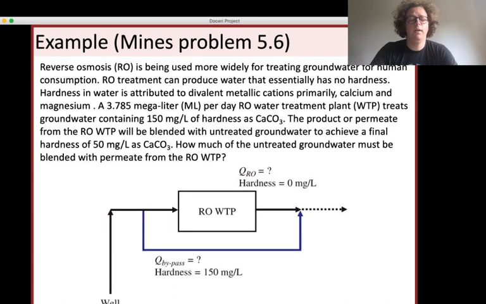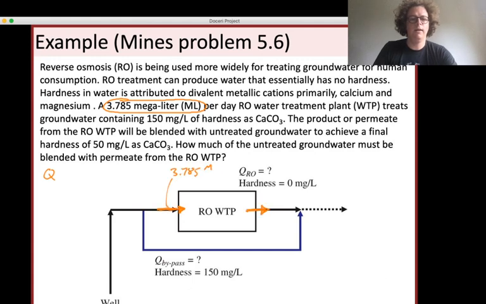So here's what problem 5.6 out of the textbook looks like. The example here is a reverse osmosis water treatment plant. That's what's labeled in the box, ROWTP. And while there's a lot of information about RO, let's start to unpack this problem. So we're told that this is a 3.785 megaliter per day treatment plant.